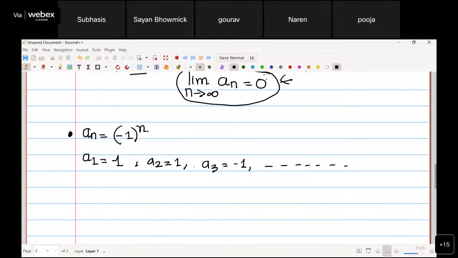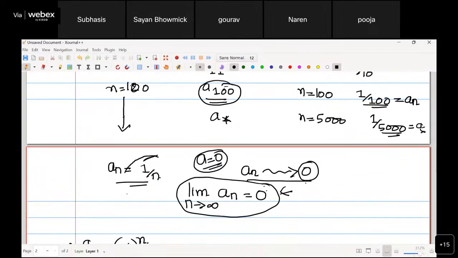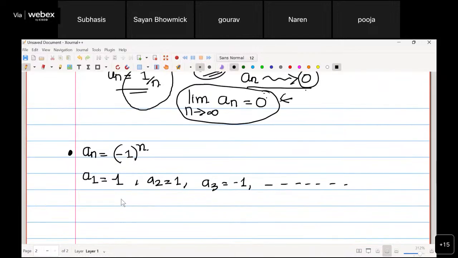No matter how much you increase the value of n, it's always oscillating between 1 and -1. Neither is it going towards 1 nor towards -1. So there is no such a to which the sequence is going closer and closer. For example, in the earlier case you had the number 0, and if you increase the value of n, the sequence comes closer and closer to 0. But in this case, that is not happening. If I increase the value of n, neither is it going to 1 nor to -1.